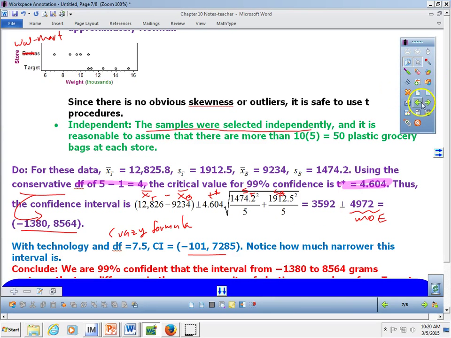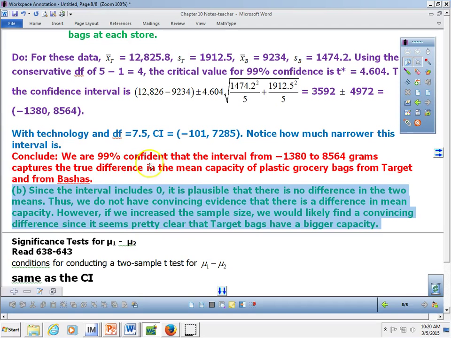Now, our conclusion. We are 99% confident that the interval from negative 1380 to 8564, if you're going to use the conservative approach, you could definitely use negative 101 to 7285 as well. But we are 99% confident that the interval from negative 1380 to 8564 grams captures the true difference in the mean capacity of plastic grocery bags from Target and from, again, this should be Walmart.